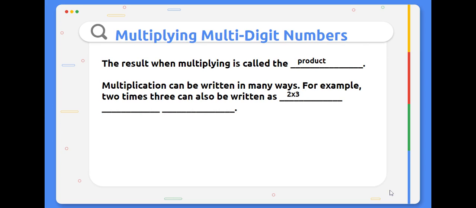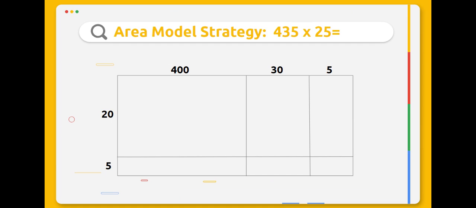We can see 2 times 3 with the x, we can see 2 times 3 with the dot, and we can also see it with parentheses. So the 2 in front of the parentheses says 2 times what's inside. Good job. All right, so area models.